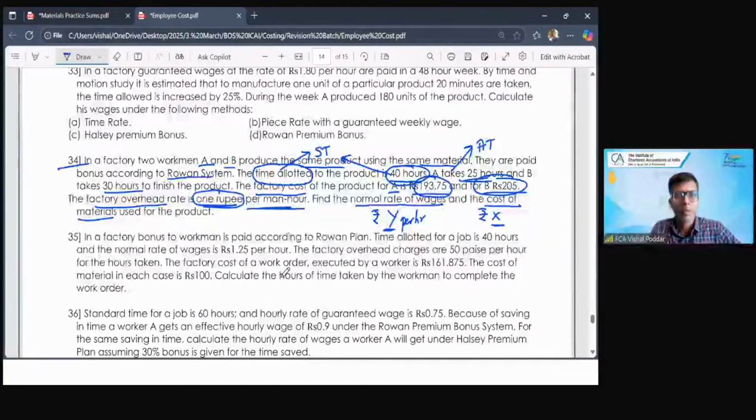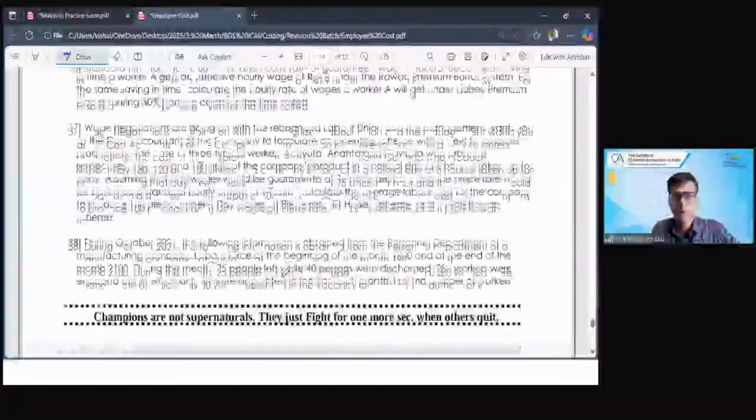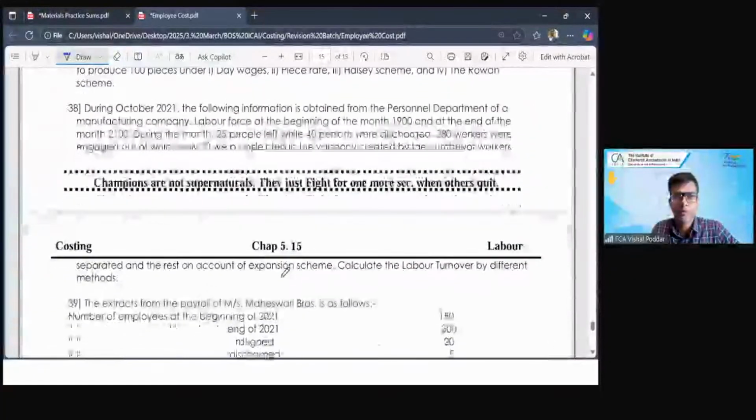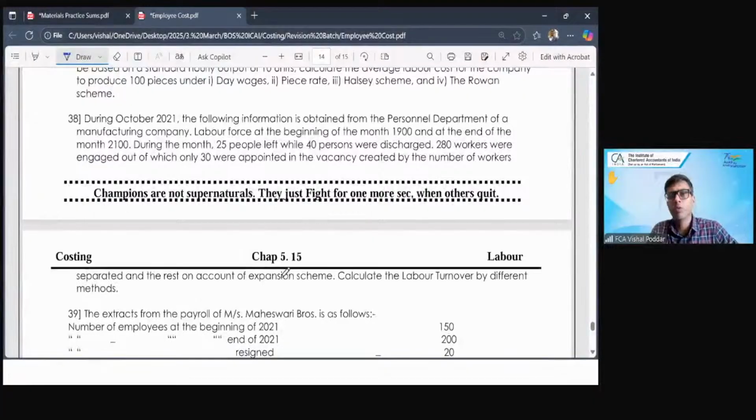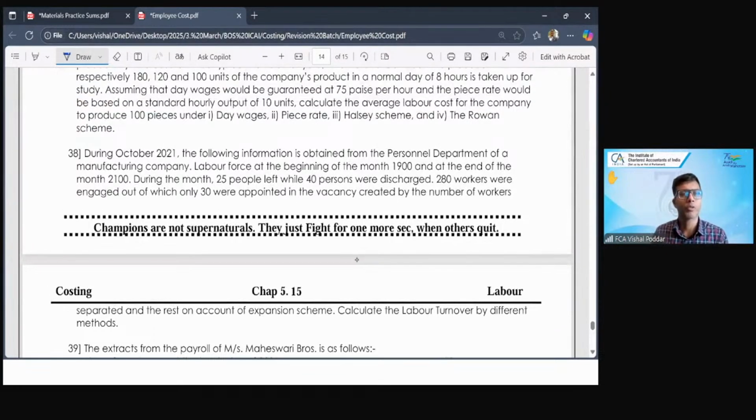Let us now move on. So all these are also one type of cases. Now we go to the next part of your labor, which is the calculation of turnover rates, the labor turnover ratios or labor turnover rates. So let me take question 38, which is a word problem. Generally, word problems are confusing. So I'm taking this. During October 21, the following information is obtained from the personnel department of a company.